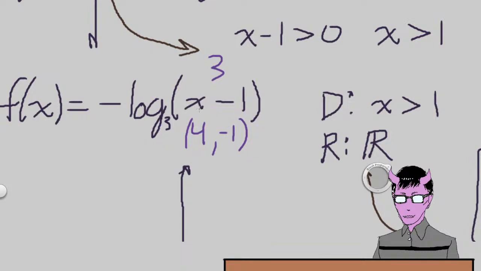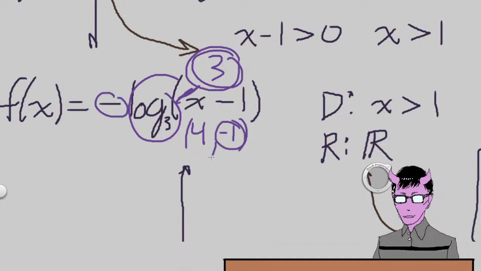So this one should be correct. Again, if you pick x is equal to 4, 4 minus 1 is 3, and then log base 3 of 3 is a familiar friend. That's just 1, but we have a negative in front, so it's negative 1. So that is a good anchoring point.